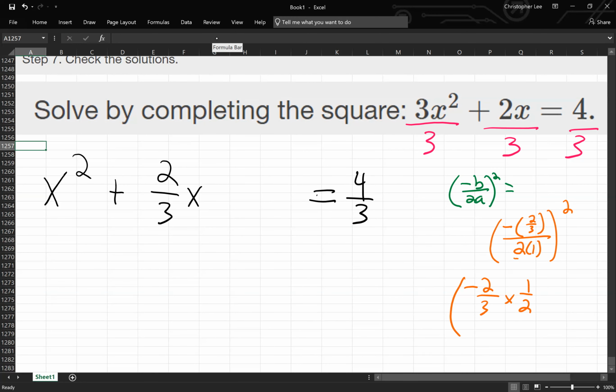Remember, keep, change, flip, all that good stuff, right? Multiply straight across. So now I have negative 1 over 3, squared. When I multiply that out, what do I get? 1 over 9, right? So I'm going to add 1 over 9 to both sides of this equation, just like that, right?